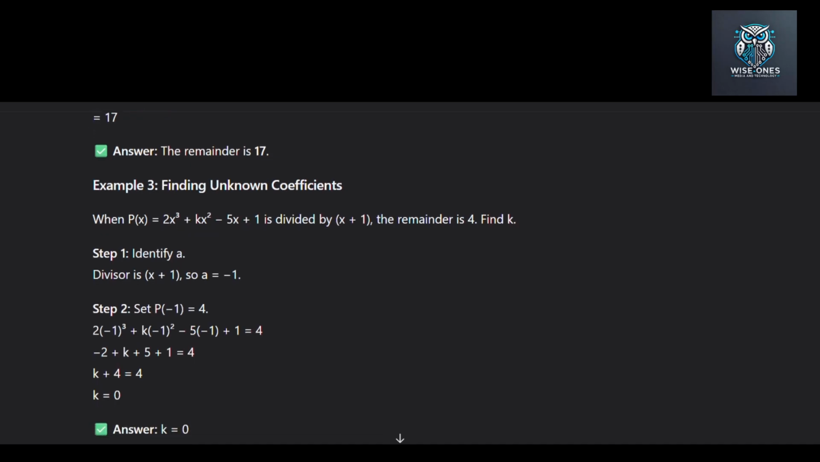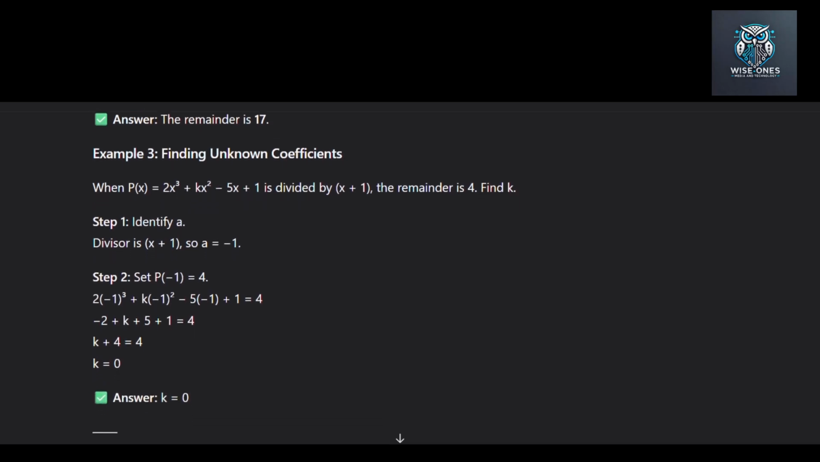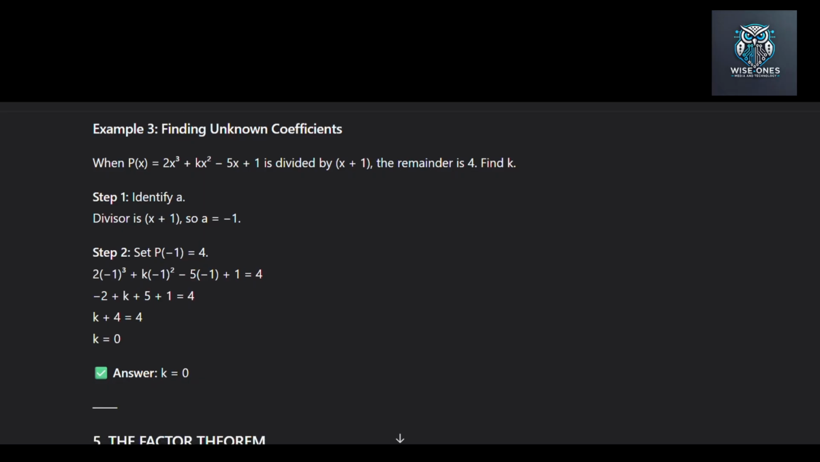Let us try example 3, finding unknown coefficients. When p of x equals 2x cubed plus kx squared minus 5x plus 1 is divided by (x plus 1), the remainder is 4. Find k. Step 1. Identify a. The divisor is x plus 1. This is the same as x minus negative 1. So a equals negative 1. Step 2. Set p of negative 1 equals 4.